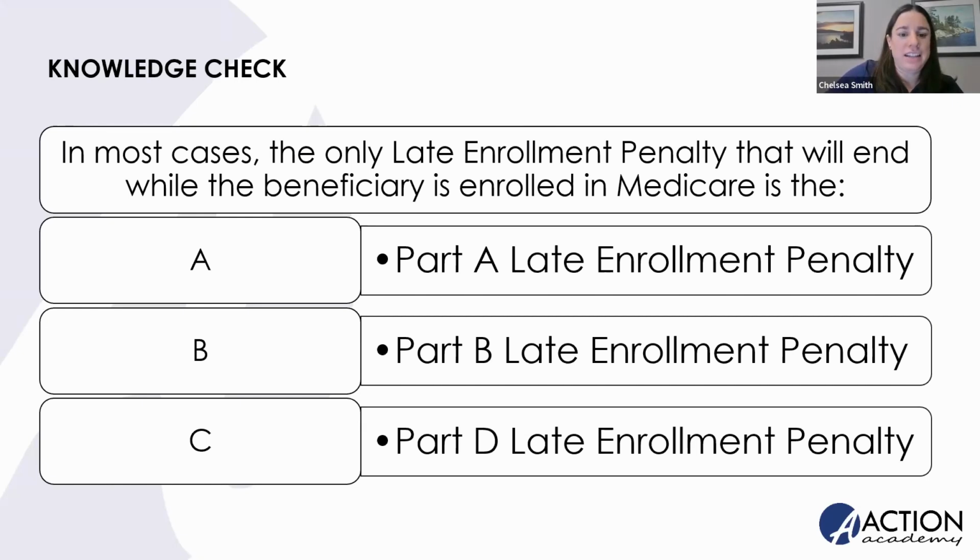So let's head into our next knowledge check. In most cases, the only late enrollment penalty that will end while the beneficiary is enrolled in Medicare is which of these three? So yes, this was a quick one for us. Yes, the Part A is the only penalty that can end while the person is still enrolled. The other ones are lifetime penalties.